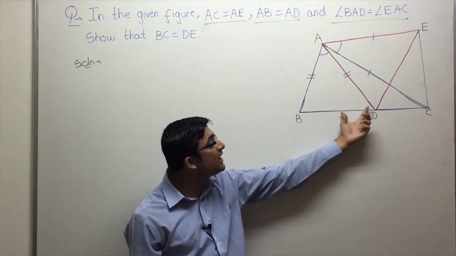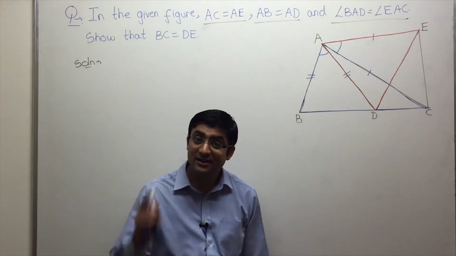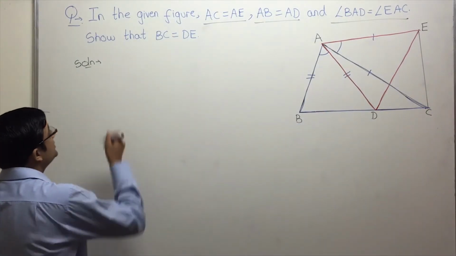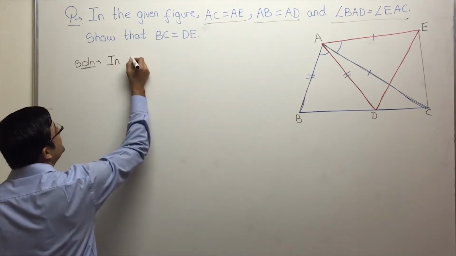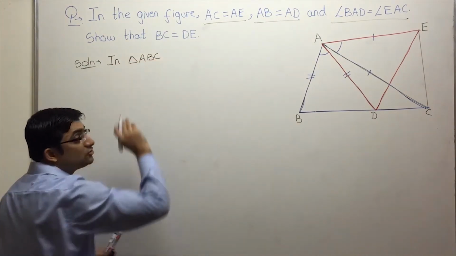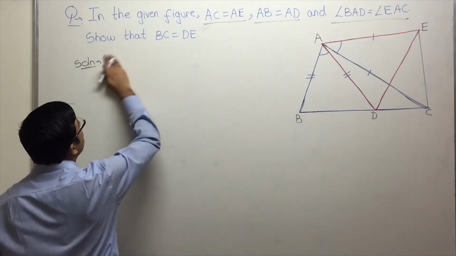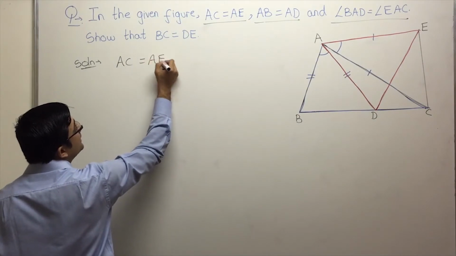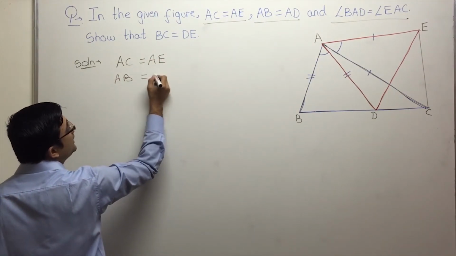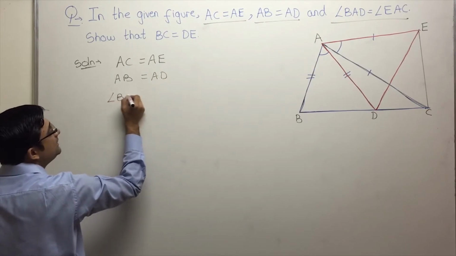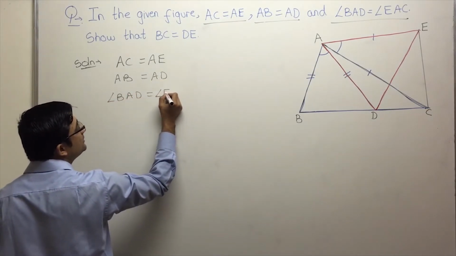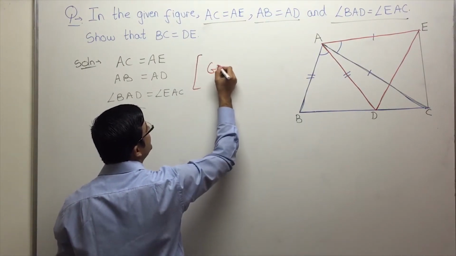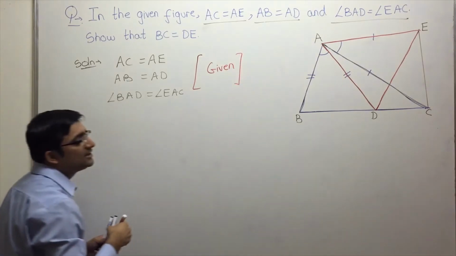So now, how do I prove triangle ABC is congruent to triangle ADE? Now, what comes in use? The things which are given to us. So sorry, first of all, write down what is given to us. AC is equal to AE, AB is equal to AD, and angle BAD is equal to angle EAC. So do write down what is given to you. I'll write in bracket over here, given. So now let's begin. Let's take these two triangles.